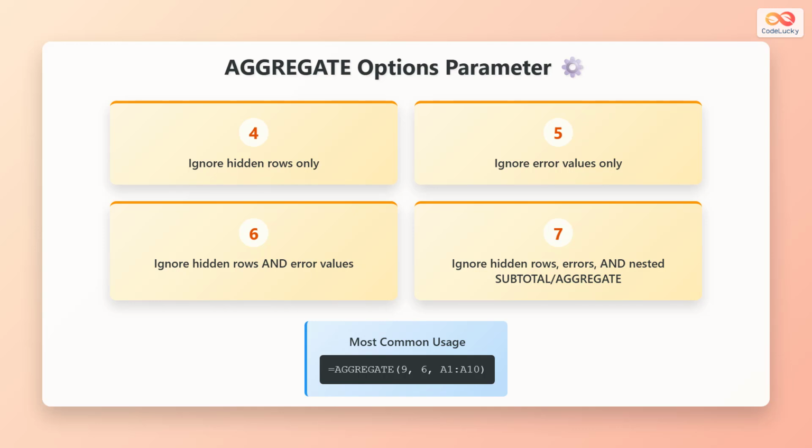The options parameter in the aggregate function provides fine-grained control over how the function behaves. Using the number 4, you can tell aggregate to ignore hidden rows only. The number 5 makes it ignore error values only. Specifying 6 tells aggregate to ignore both hidden rows and error values. And the number 7 instructs aggregate to ignore hidden rows, errors, and nested subtotal or aggregate functions. The most common usage is AGGREGATE(9, 6, A1:A10) to sum the values in cells A1 through A10, while ignoring both errors and hidden rows.